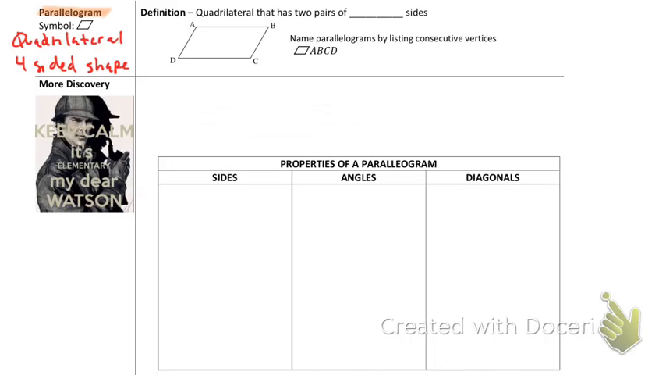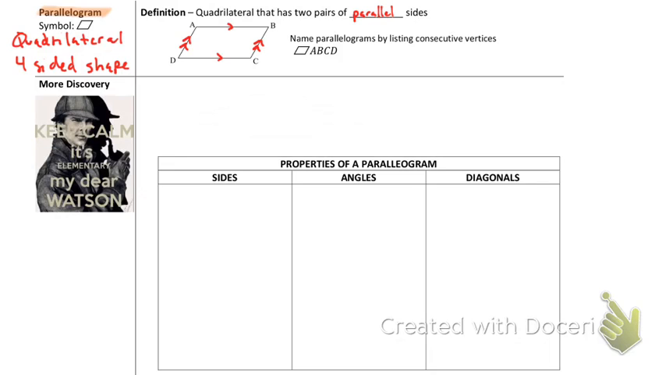By definition, a quadrilateral that has two pairs of parallel sides is considered a parallelogram. In this quadrilateral, what I want you to notice, it's a parallelogram because AB and DC are parallel to each other, and AD and BC are also parallel to each other. As a reminder, matching arrows like this mean these sides are parallel, and these two sides would be parallel because their arrows match.